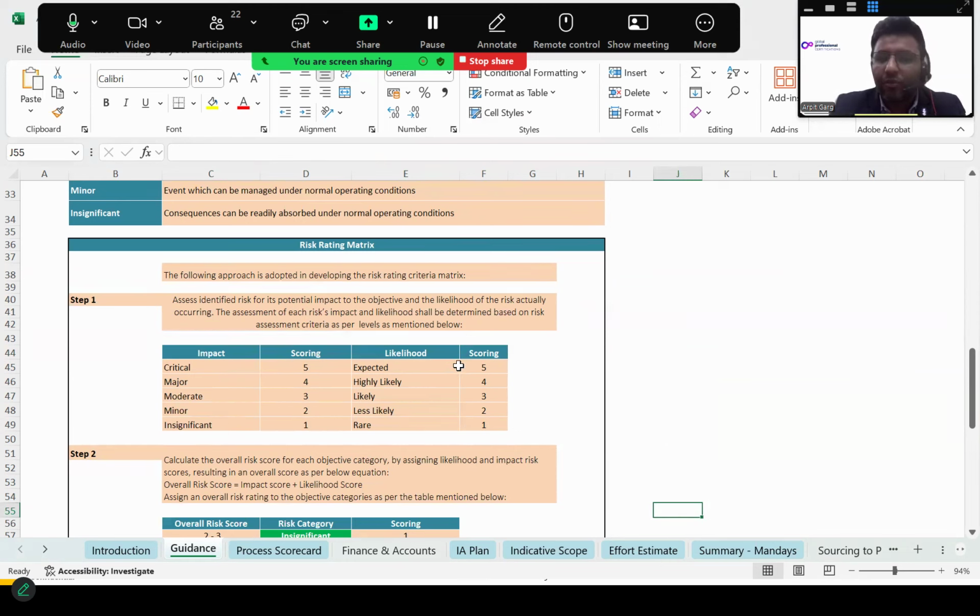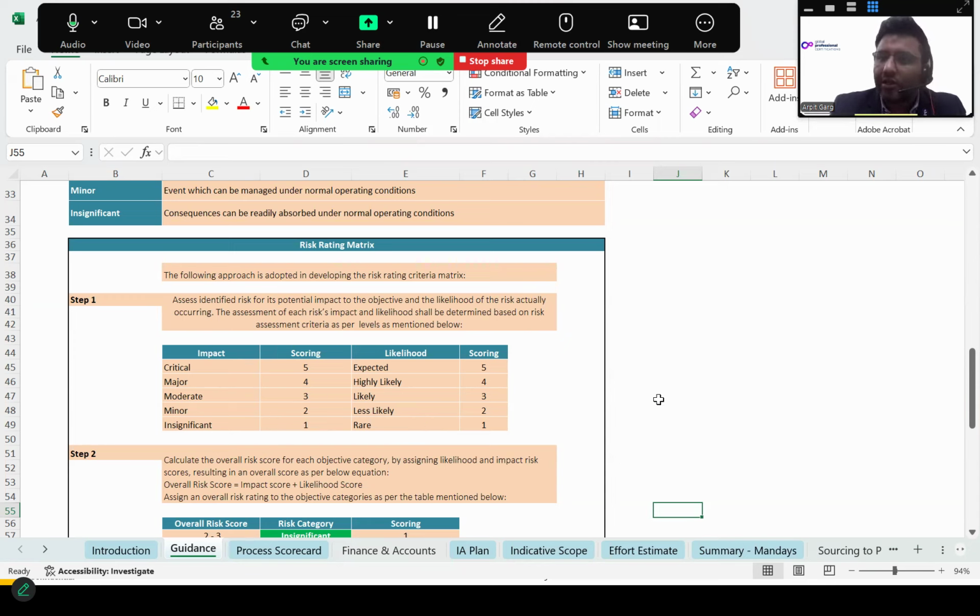But something which is five plus five, meaning it has a critical impact and is most likely to happen, is probably a very serious risk, because five plus five is 10. So the overall risk score is simply created by summing it up, and this is purely based on the auditor's judgment. This is not something anyone else would do. Based on their judgment, the auditor will see and understand what the chances are of this particular risk line item happening, and what impact it will create.